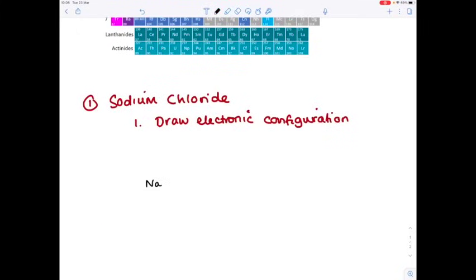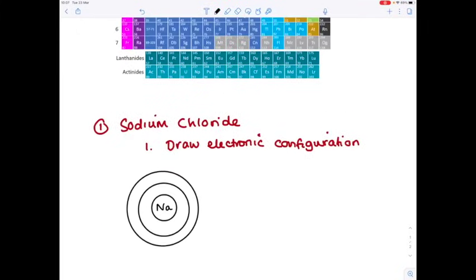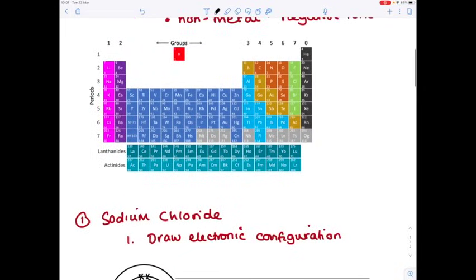So I'm going to start by writing the symbol of sodium in the middle. Now when you're drawing electronic configurations, remember that the first shell, the first circle, can contain a maximum of 2 electrons. And then after that, it contains a maximum of 8, which we arrange in pairs. So we know we need to draw 11 electrons in total. There's the 11th.